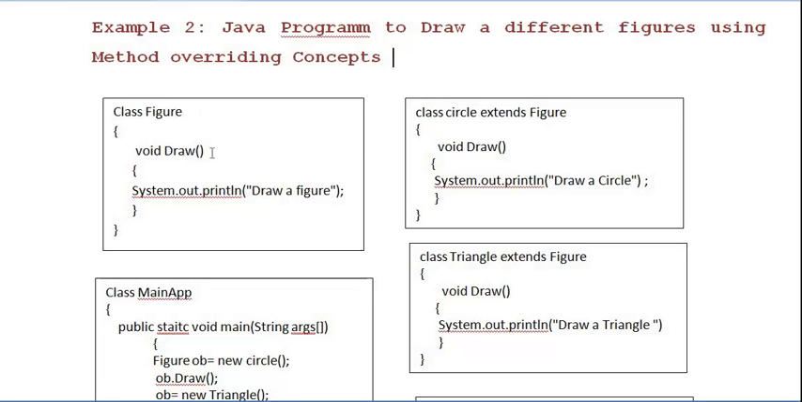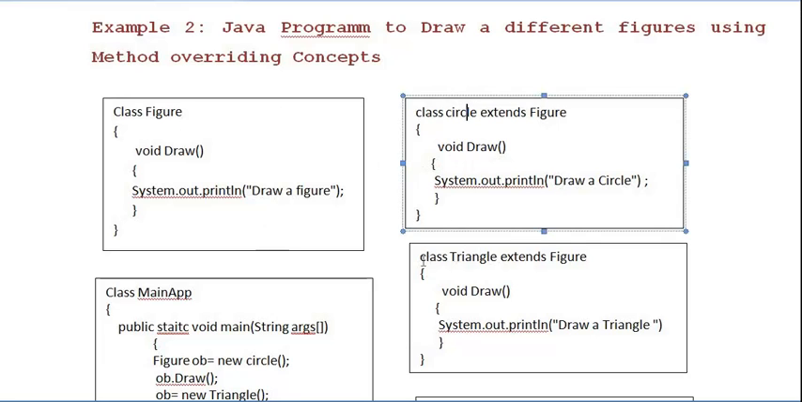In this there is a method called draw, which will display draw a figure. Because this is a general one, it will draw a figure. We don't know which type of figure is going to be drawn, just draw a figure. If you want to draw a specific figure, what I need to do is create a class called Circle that extends from Figure. Inside this I wrote a method called draw. There is a display message inside this, draw a circle. So now you can observe that Circle is a specific class, a derived class from Figure. So it will draw a circle using the draw method.